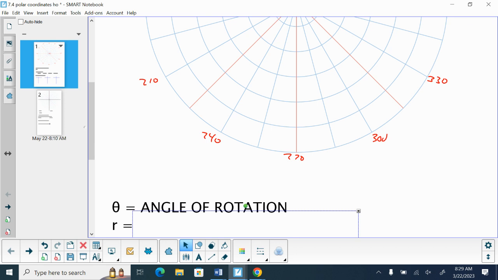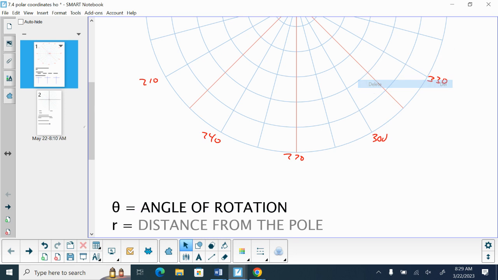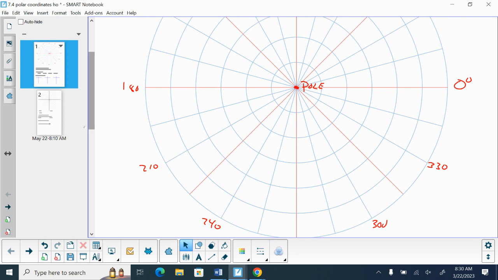We have R, which is your distance from the pole. And how we measure our distance from the pole is by using the circle. Because by definition, a circle is a set of points that are equidistant from a given point, and that given point is going to be the pole. These circles will measure a distance from that pole because all these points are equal distance from this point right here.